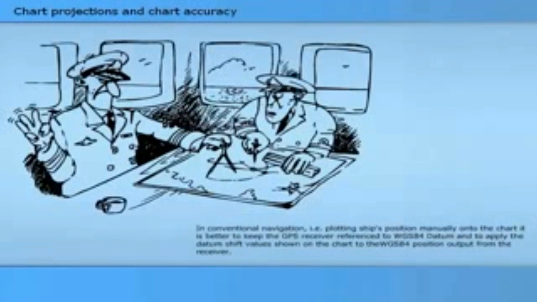In conventional navigation, i.e. plotting the ship's position manually onto the chart, it is better to keep the GPS receiver referenced to WGS-84 datum, and to apply the datum shift values shown on the chart to the WGS-84 position output from the receiver.